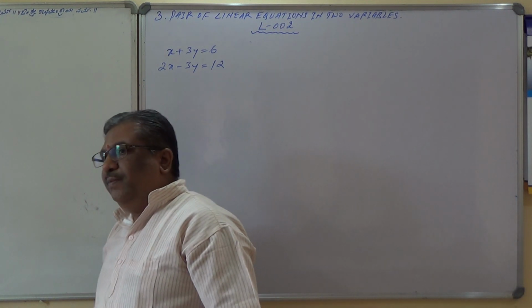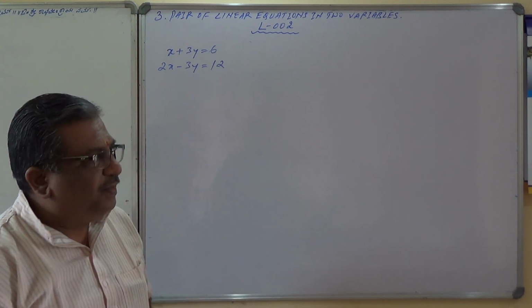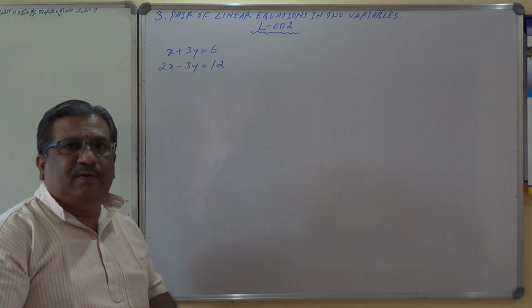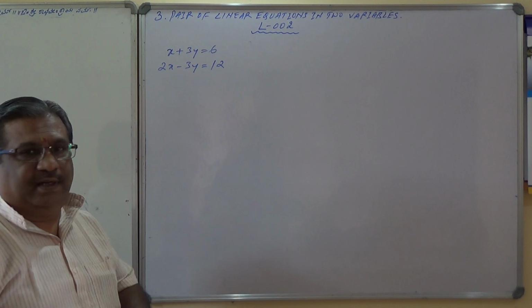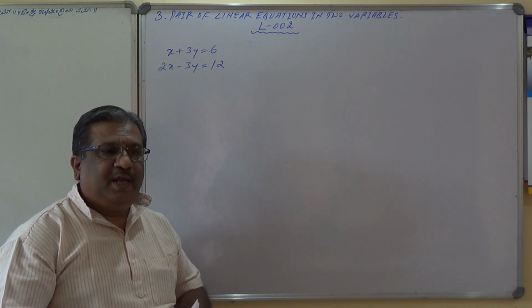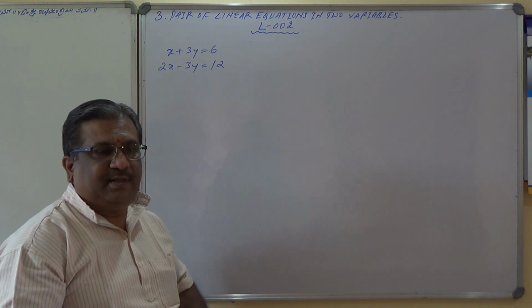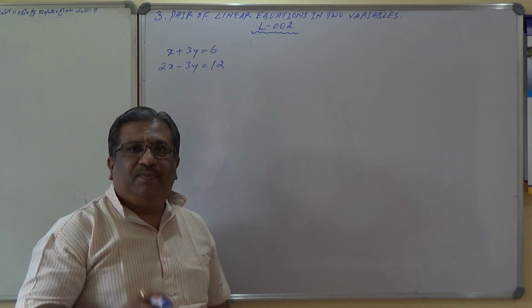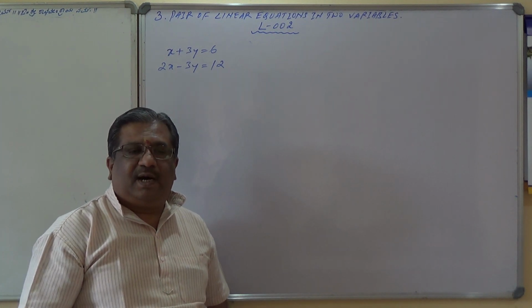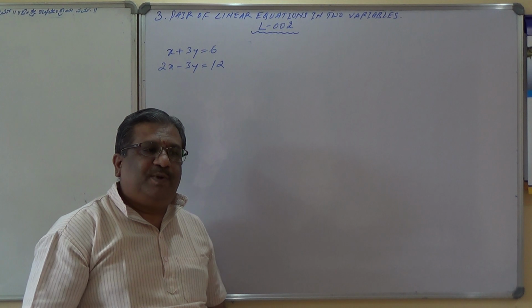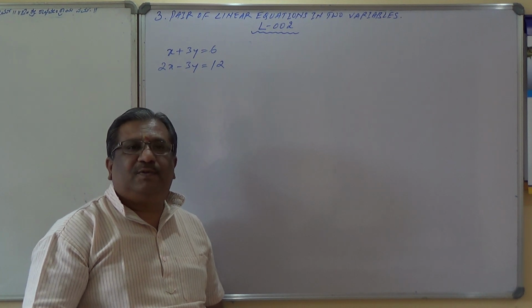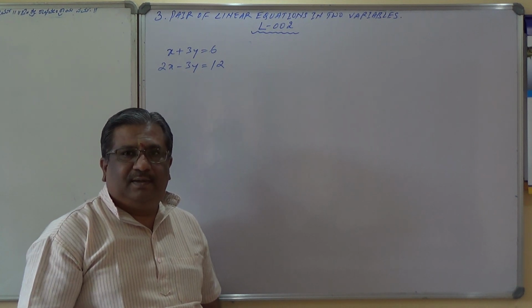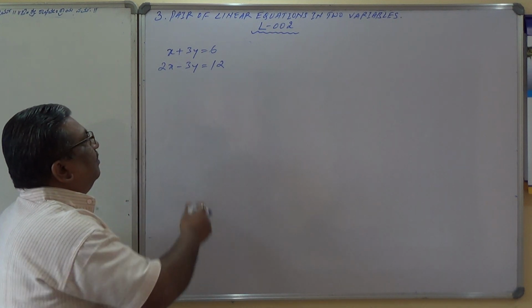Dear students, very important aspect over here. Before we populate the values of a1, b1, c1 and a2, b2, c2, you must express the given pair of linear equations in standard form. Otherwise, there could be a possibility of taking the wrong values for a1, b1, c1. I hope you understand. Let's see.